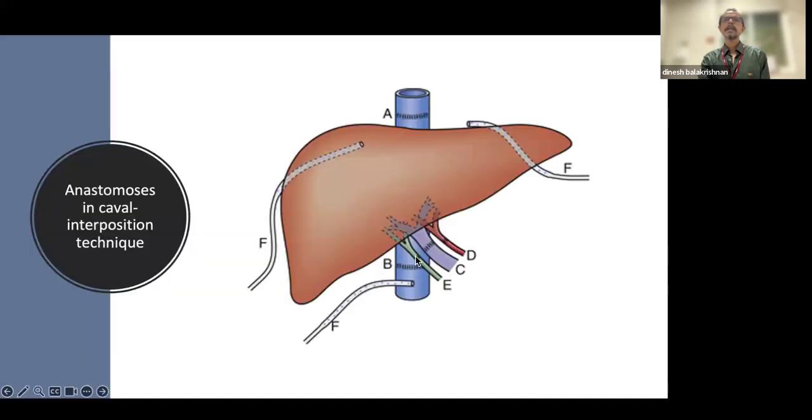So as you can see here, when a graft is put in, first the outflow is reconstructed. The right hepatic vein and the middle hepatic vein in half a liver or a right lobe are joined. The portal vein is joined to the portal vein of the recipient. The artery is joined to the artery of the recipient, and the biliary anastomosis is re-established. So this is the inflow, and the outflow is the right hepatic and the middle hepatic in a live donation.